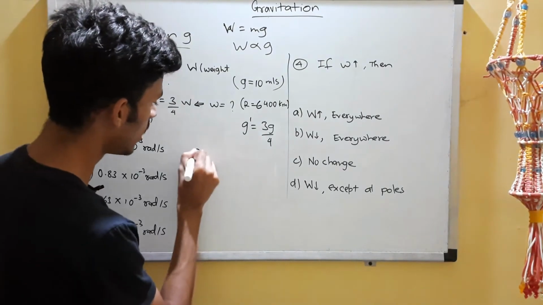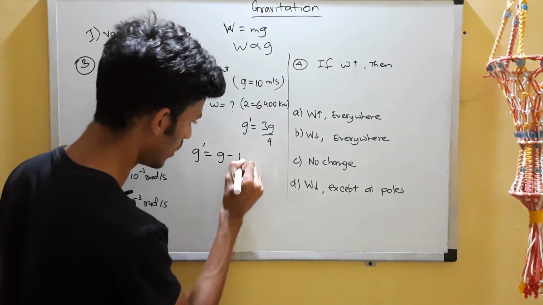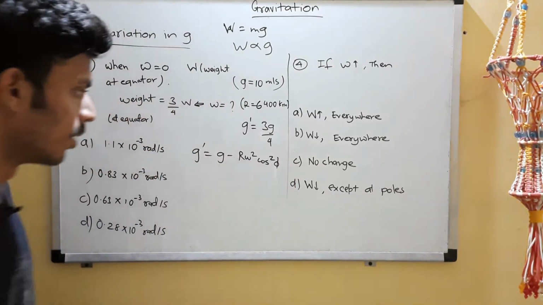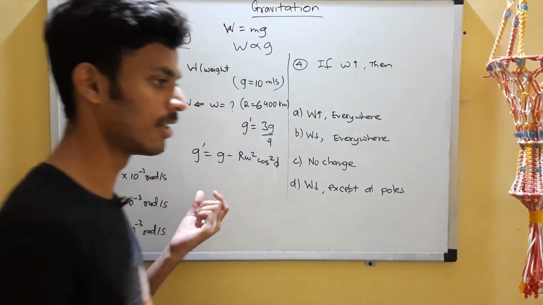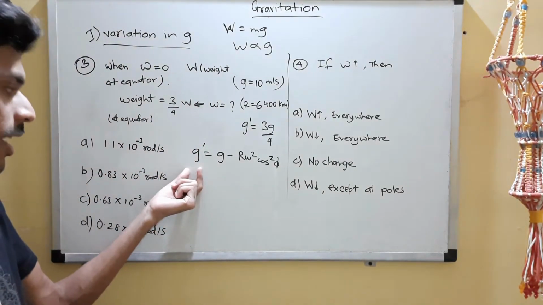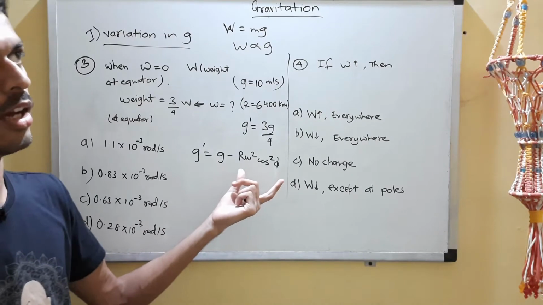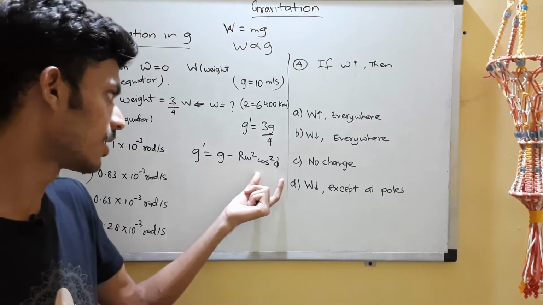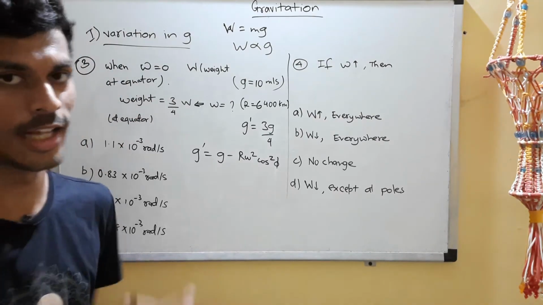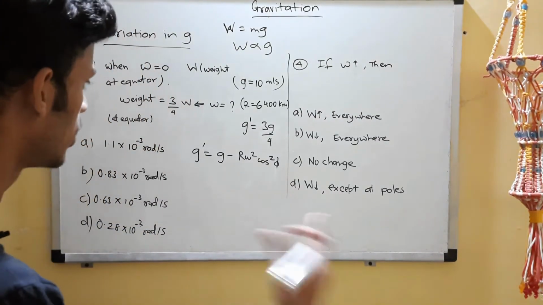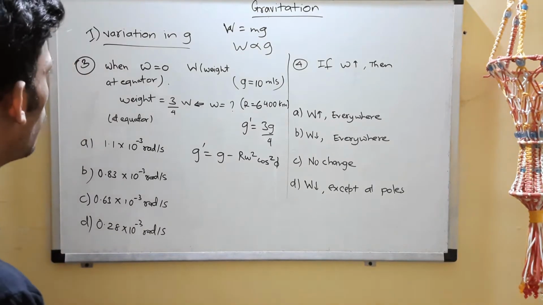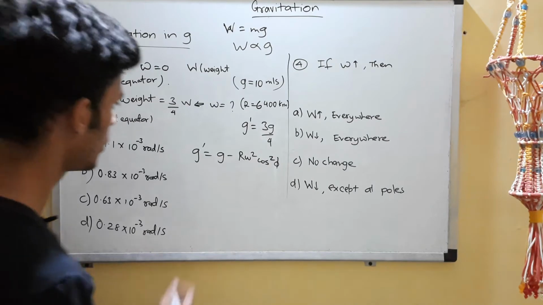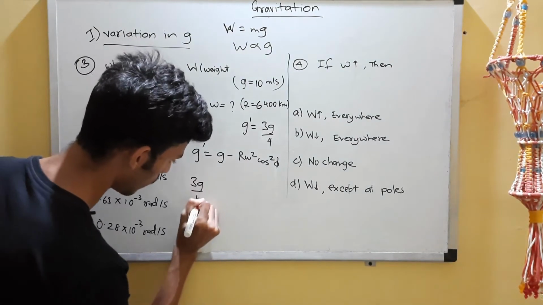So we can use the relation g' equals g minus r omega square cos square phi, right? So I hope you know this relation. This shows the dependence of your acceleration due to gravity on the angular speed omega. So omega is the angular speed, r is the radius, cos phi, I'll tell you about phi when we actually imagine that. So now g', it should become 3/4 for the weight to become 3/4. So g' is 3g by 4.